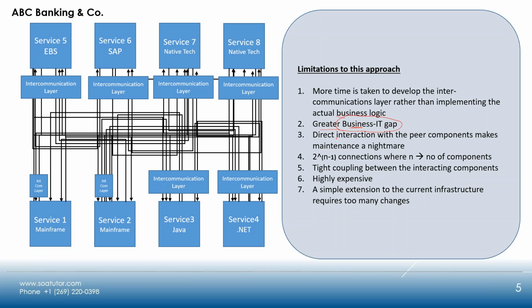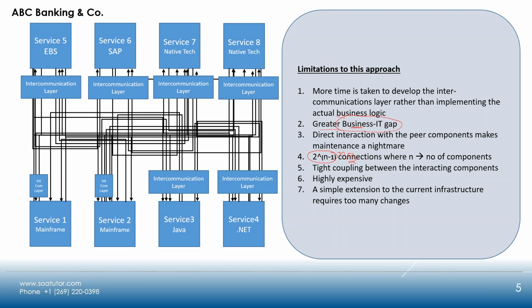And then there is a direct interaction with the peer components, which makes maintenance a nightmare. So we have seen, if service 8 changes its location, you have to change the request of each and every service, which is maintenance. You don't want to do it, but there is no other go. You have to do it. And then look at the number of connections. Actually, this equation is wrong. It is NP2. Okay. So basically, there are too many connections, which is obviously a maintenance issue.